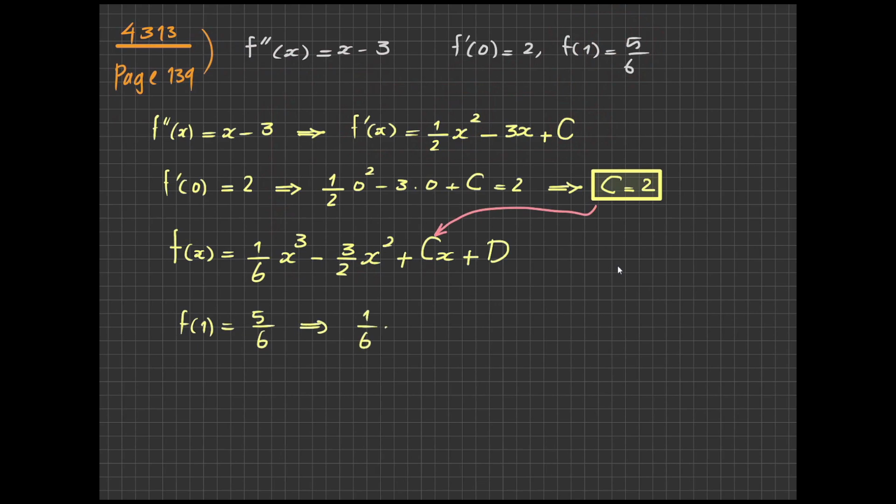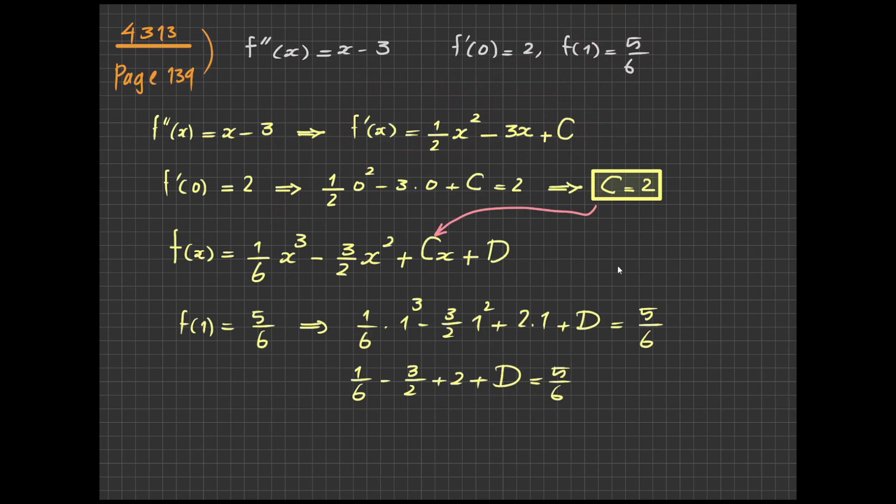So it is 1 over 6, 1 to the power of 3, minus 3 over 2, 1 to the power of 2, plus C times x, but c is 2, x is 1, and d is unknown. And this answer is supposed to be 5 over 6. And then I can calculate that. So this becomes just 1 over 6 minus 3 over 2 plus 2 plus d is equal to 5 over 6.